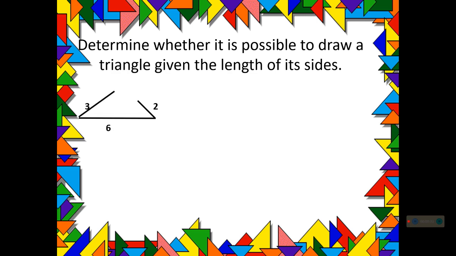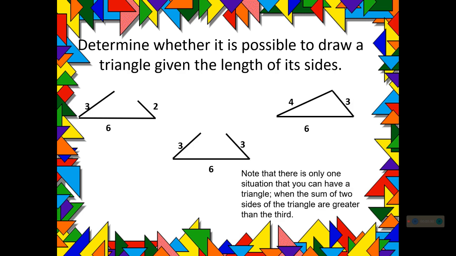So we have here the sides, and then we have here the second one, and then the third one. In these three given figures, note that there is only one situation in which you can have a triangle: when the sum of two sides of the triangle is greater than the third, wherein that is with this figure. So with this figure, you can form a triangle. Again, when the sum of two sides of the triangle is greater than the third.